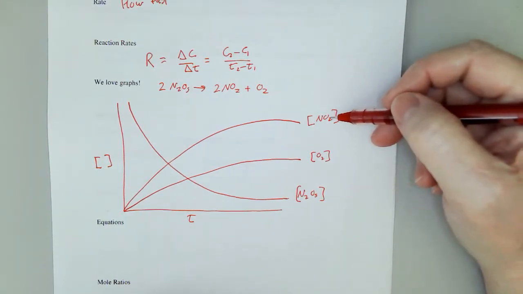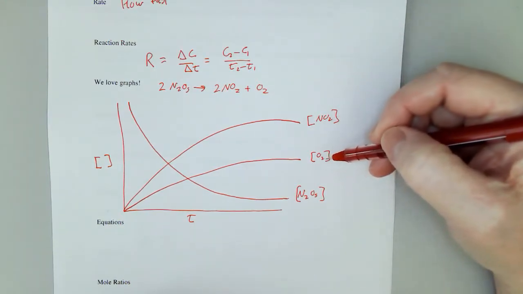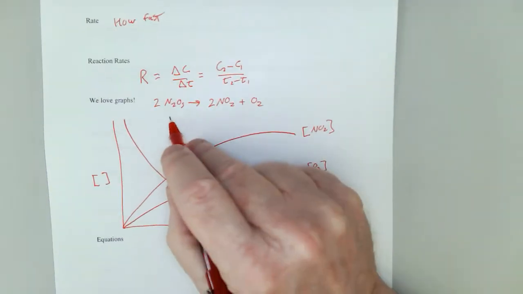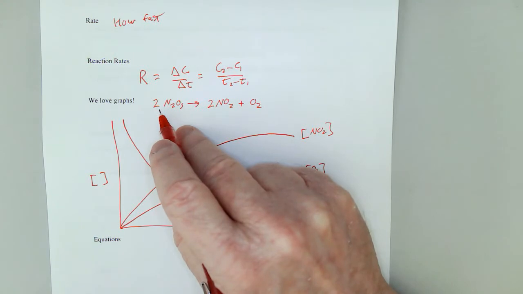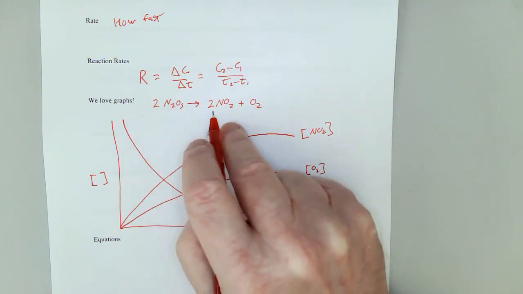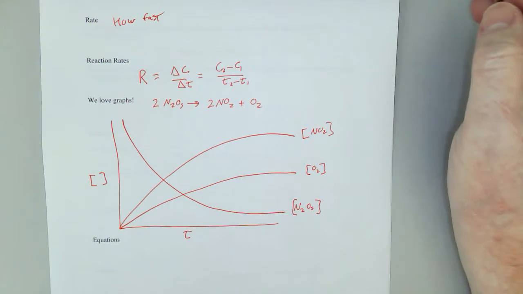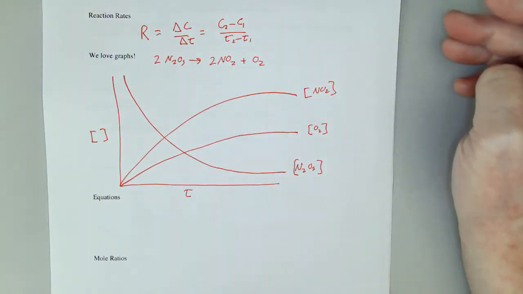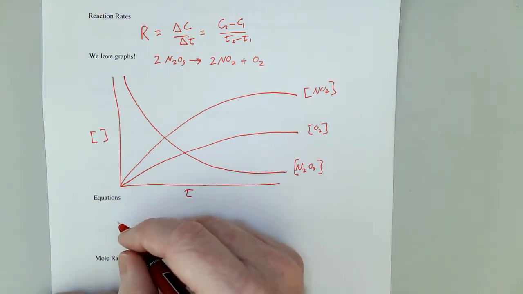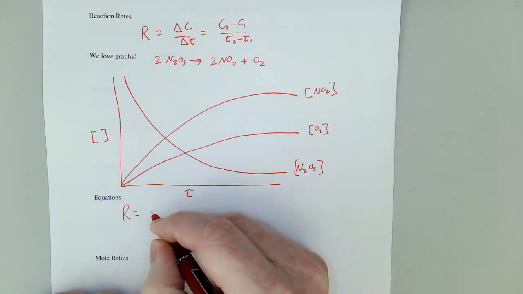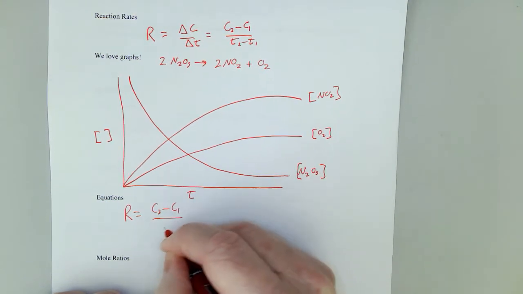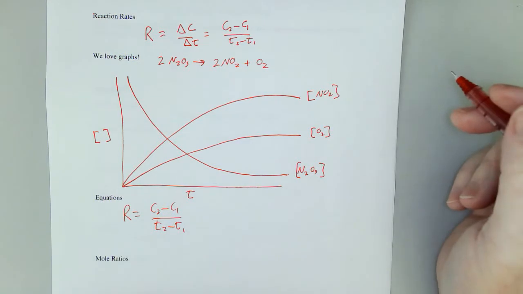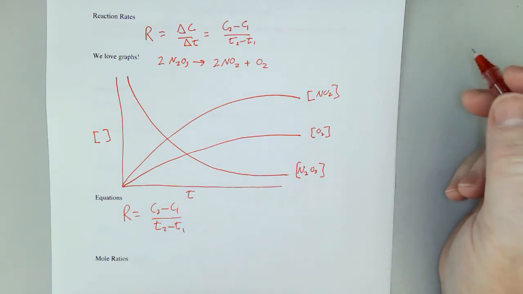But the NO2 concentration is twice as high as the O2 concentration. Why is that? It's because we look at the mole ratio. All right? You have 2 NO2s for every 1 O2. Twice as many moles, which means twice as high a concentration. And at any given point, R equals C2 minus C1 over T2 minus T1. Okay? That's important to know.